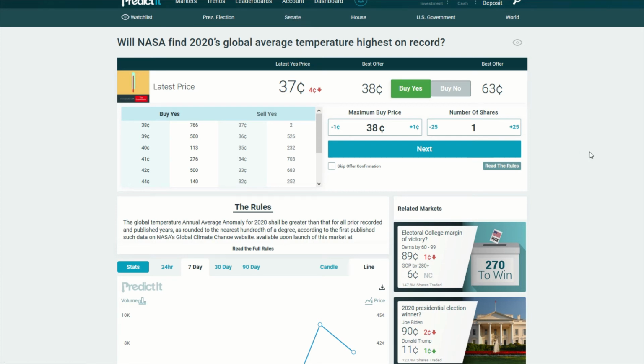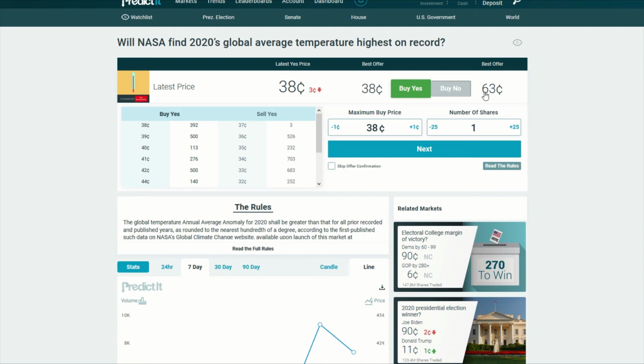Now, in total, the bet is like a share, and the maximum price of the share is $1. So if you bet yes, that 2020 will be the hottest year, this will cost you 37 cents. And if you want to bet no, it won't be the hottest year, it will cost you 63 cents. So 37 plus 63 adds up to $1. The higher the chances of something happening, obviously the cost of that bet would be higher.